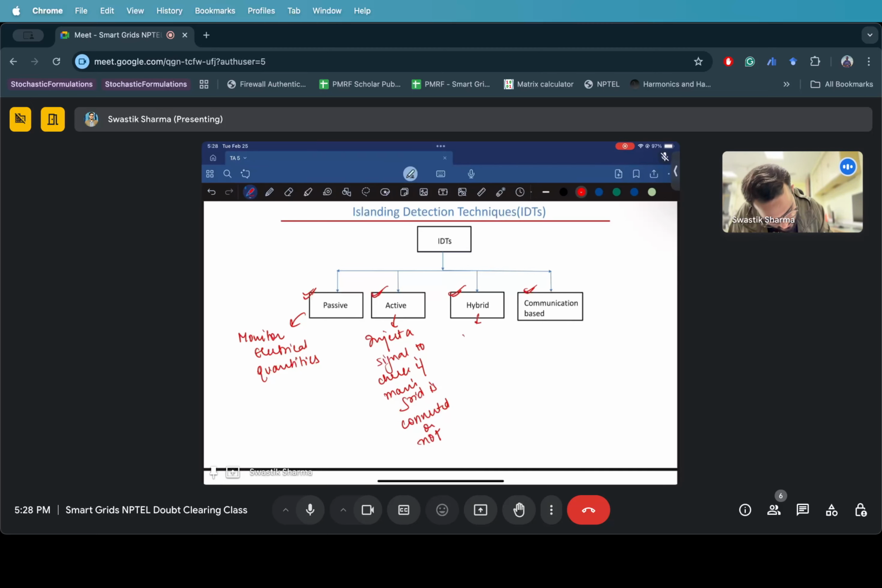In hybrid, we use both active and passive. So we combine both, and we take the advantages and drawbacks of both to analyze it in a certain way that we can use it to our advantage.